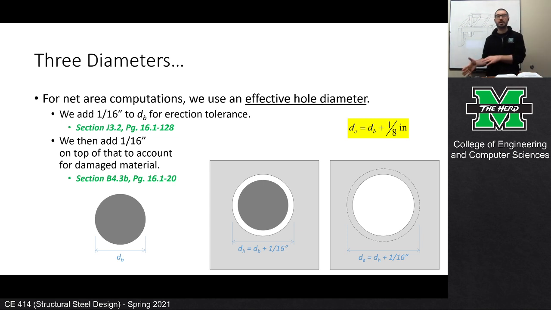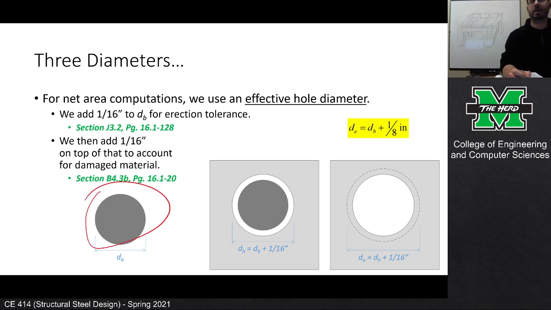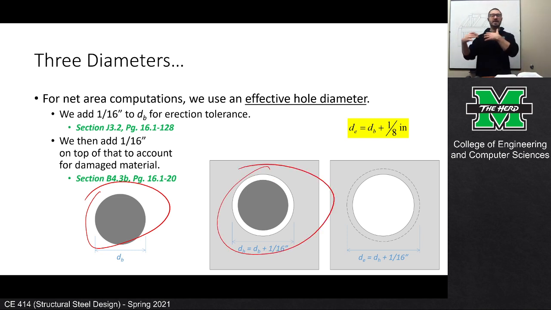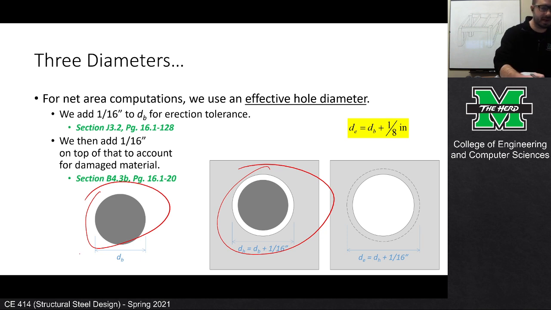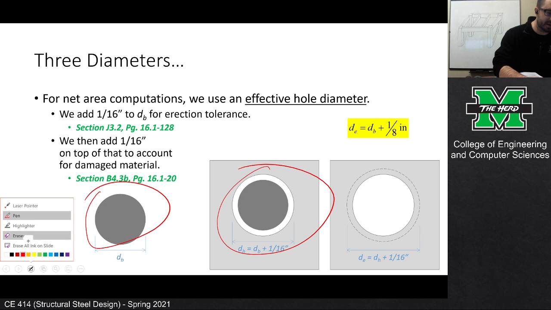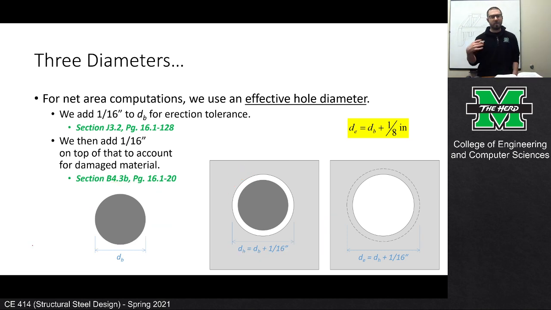We call that erection tolerance. For standard size holes in structural steel design, the holes are drilled 1/16 of an inch larger than the diameter of the bolt. So I've got the diameter of the bolt here, but the diameter of the hole is 1/16 of an inch bigger. For standard size holes, that is the standard increment of increase. So there is a difference between the diameter of the bolt and the diameter of the hole.